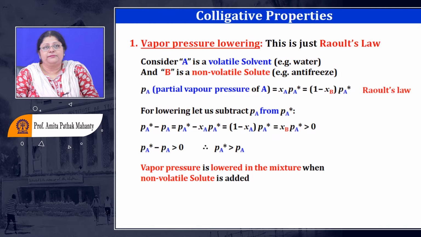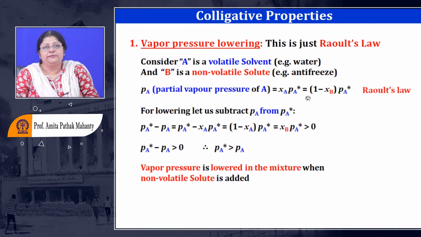Now, if I want to recall Raoult's law, what does it say? If I have a mixture of a solute and a solvent, then the partial pressure of a species in the solution is equal to the mole fraction of the species times the vapor pressure of that species in the pure state. Now, since I have only two components, the mole fraction of A plus the mole fraction of B should be equal to 1. So instead of writing the mole fraction of A, I can write 1 minus the mole fraction of B.